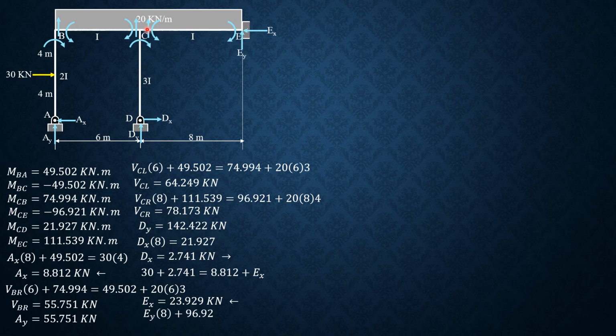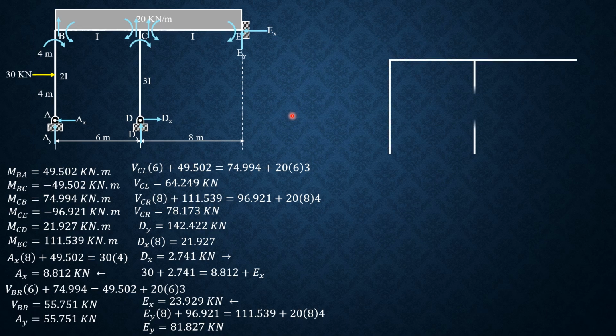Then considering CE, summation moment C equals 0, EY times 8 plus moment CE, which is 96.921, equals moment EC, which is 111.539, plus moment of the load 20 times 8 times 4. So EY is equal to 81.827 kilonewtons. So we're now ready to sketch the shear force diagram.